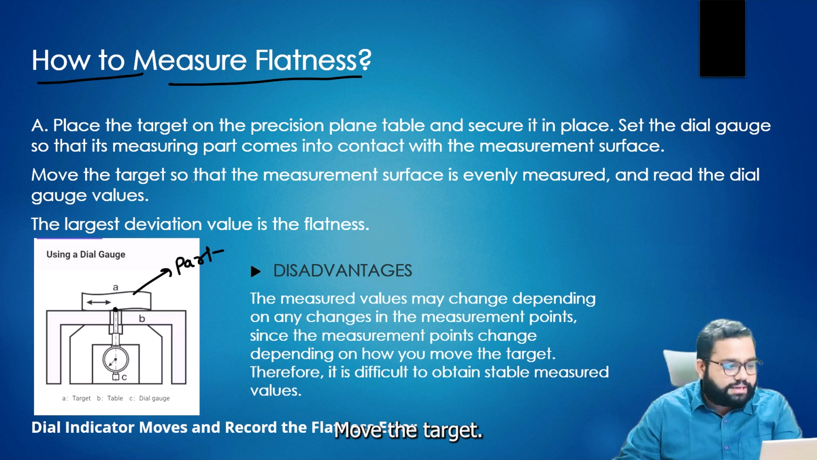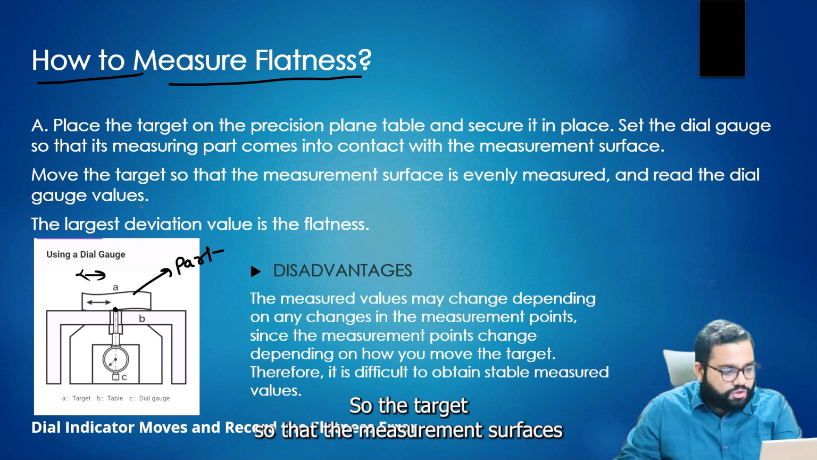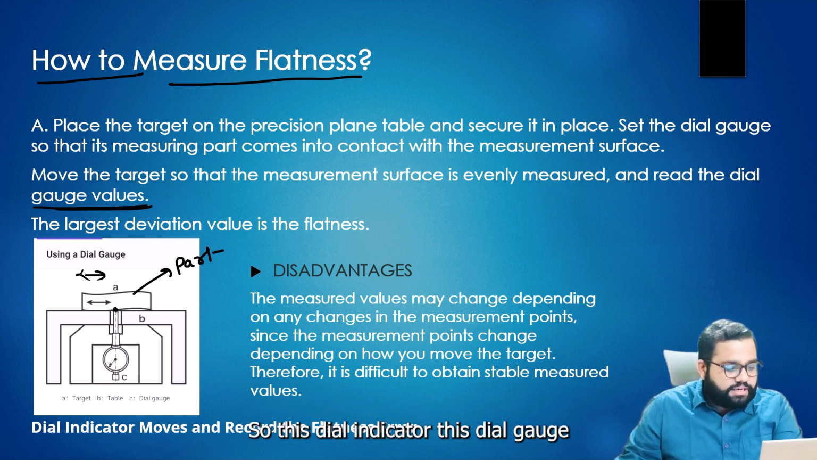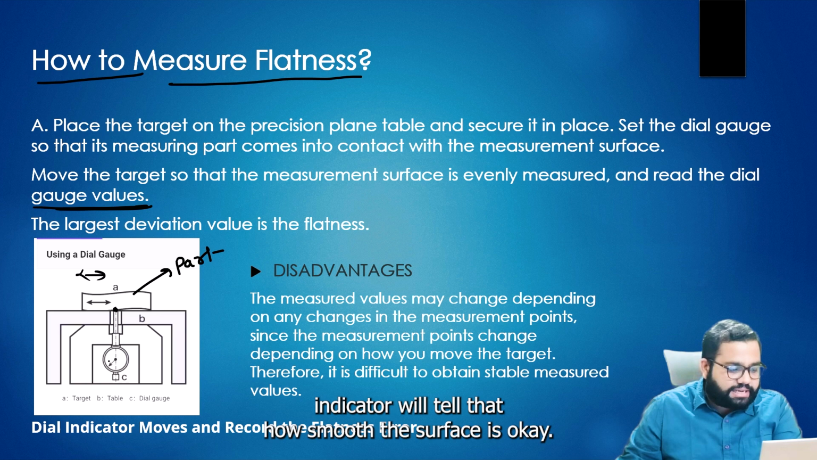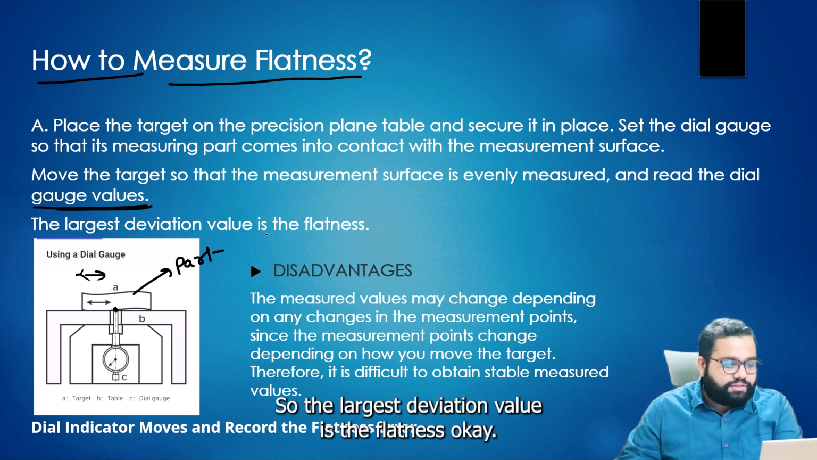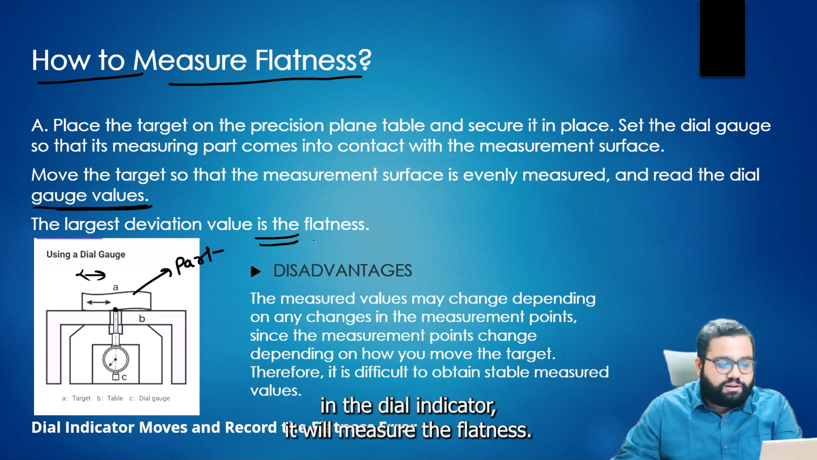Okay, move the target. So this target will be moved here and there, so that the measurement surface is evenly measured, and read the dial gauge value. Okay, so this dial gauge indicator will tell how smooth the surface is. If the variation is large, it will rotate like this through 360 degrees. So the largest deviation value is the flatness. Whatever the largest deviation shown on the dial indicator, that is the flatness.